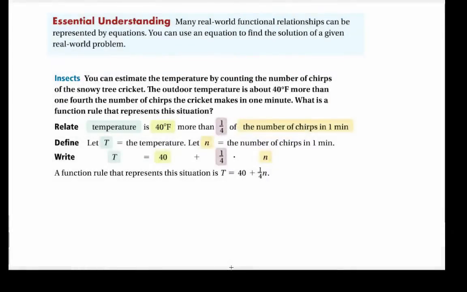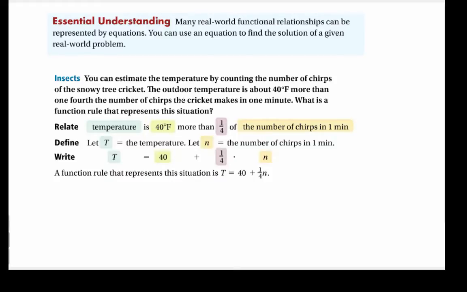Okay, so many real-world functional relationships can be represented by equations. You can use an equation to find the solution of a given real-world problem. So here's an example. You can estimate the temperature by counting the number of chirps of the snowy tree cricket. The outdoor temperature is about 40 degrees Fahrenheit more than 1/4 the number of chirps the cricket makes in 1 minute. What is a function rule that represents this situation?